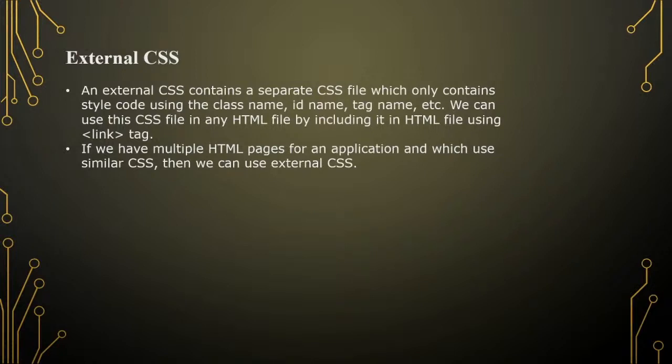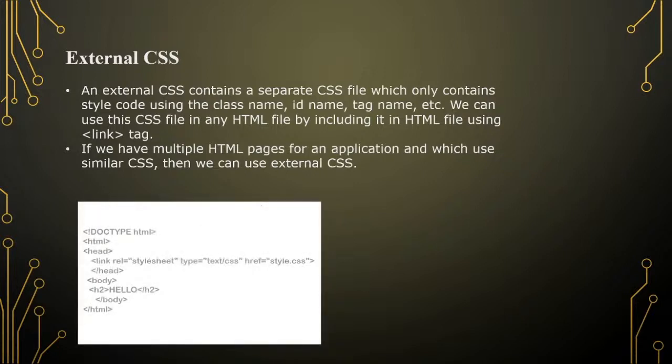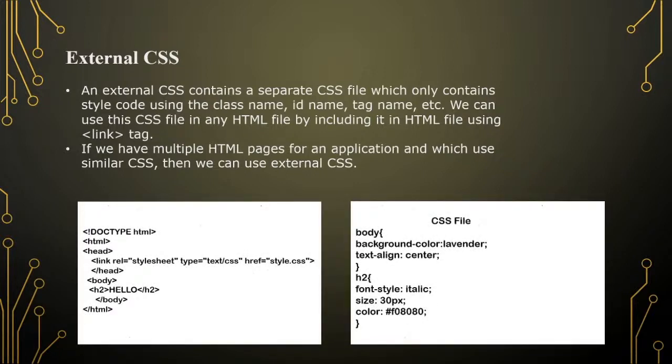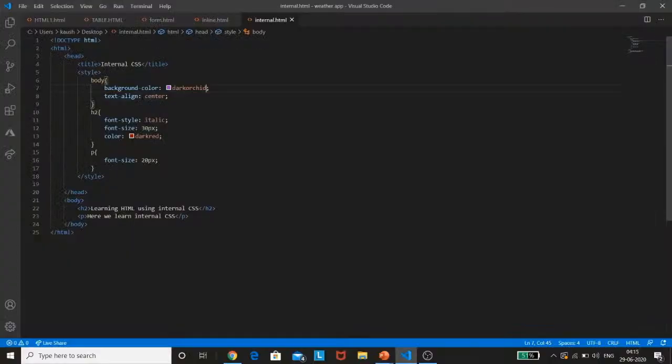An external CSS file contains a separate CSS file which can only contain style code using a class name, ID name, tag name, etc. We can use this CSS file in any HTML file by including it in any HTML file using link tag. For this, you just have to add a small link between the head tag, which will apply all the different styling to the element of different web pages. We have to make a new CSS file for this. So let's give it a try and try to do it on our own.